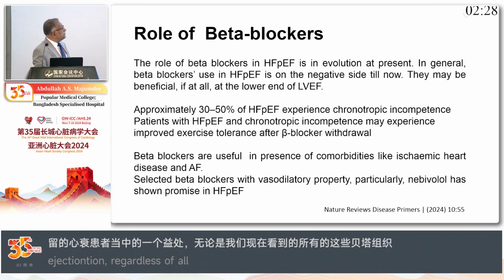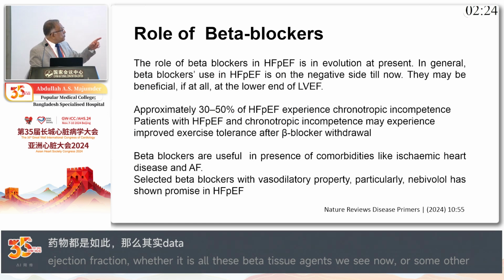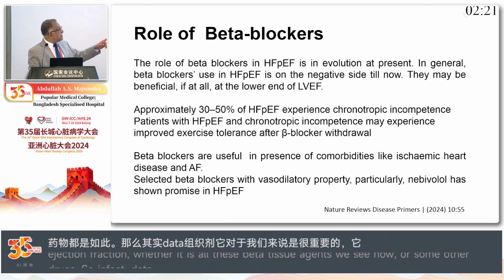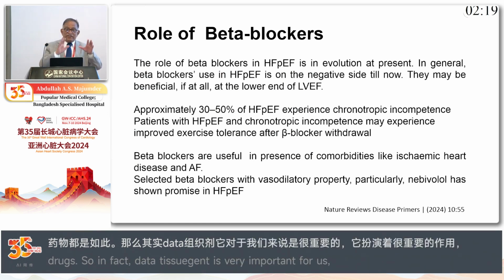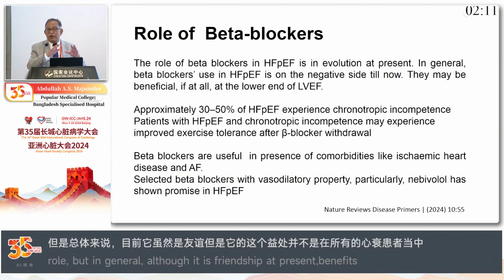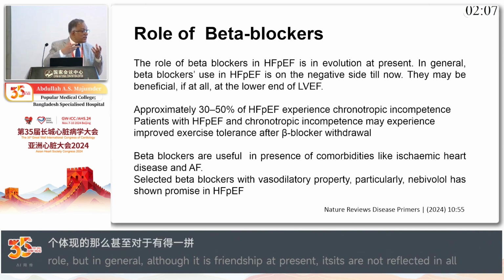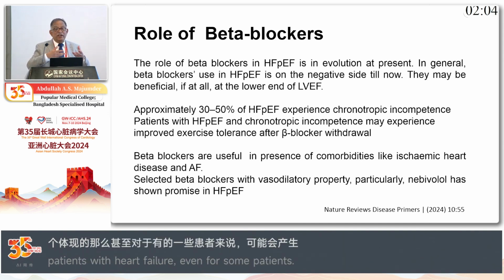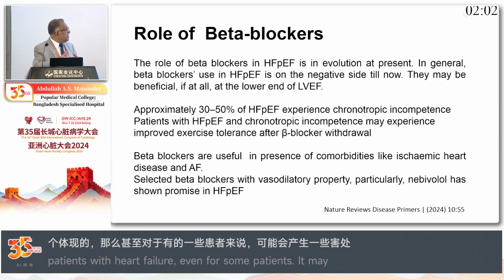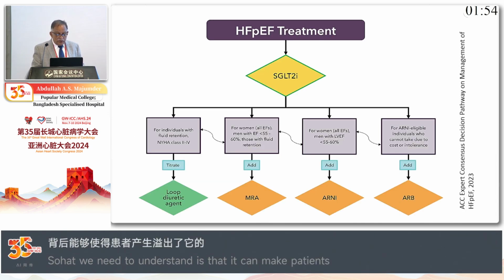Role of beta blockers is very important to consider. Mind it, the beta blockers are useful in the presence of comorbidities like ischemic heart disease and AF. But per se, beta blockers are not indicated in the heart failure with preserved ejection fraction. Rather, they may prove to be harmful, because the beta blocker withdrawal in some trials shows that there is a beneficial effect of the withdrawal of the beta blockers, because there is a chronotropic incompetence associated with the HFpEF.